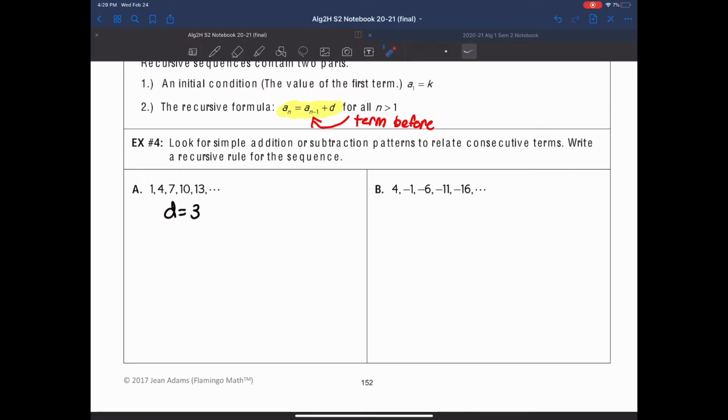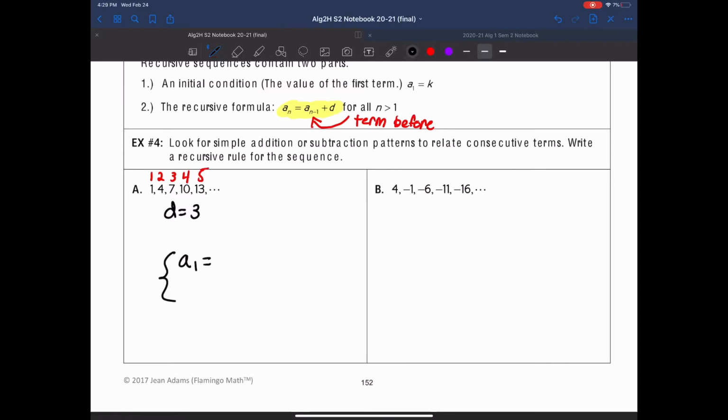And this is great because I need to know what d equals in order to write the recursive formula. All right, so if I need to write the rule for this sequence, again, I need two different parts for the recursive rule. I need the initial condition and the recursive formula. So this answer is going to be broken up into two separate parts. The first part, I need to identify what a sub 1 is equal to. And I know that a sub 1 is going to be my first term of the sequence. n just represents the label of the term, essentially.